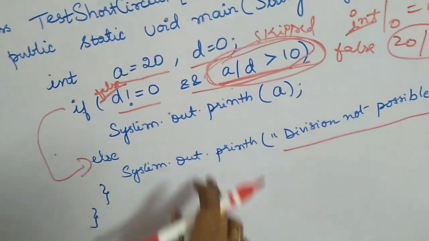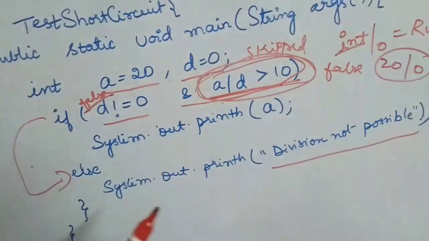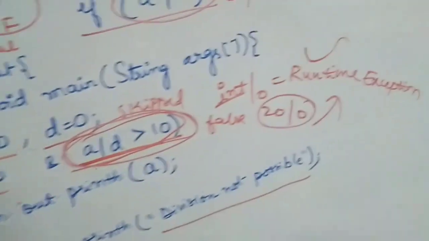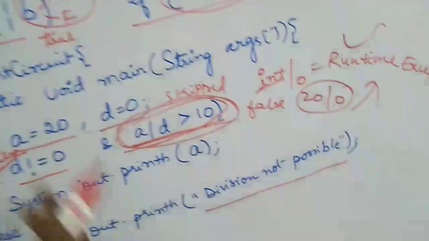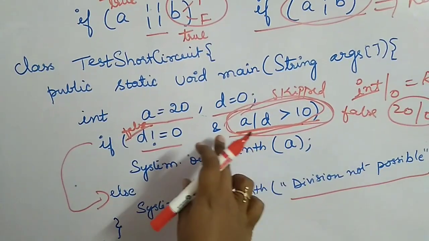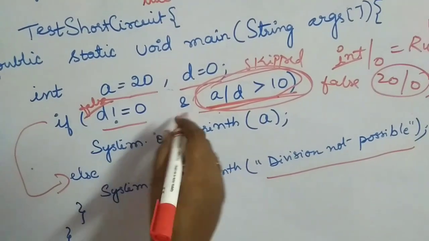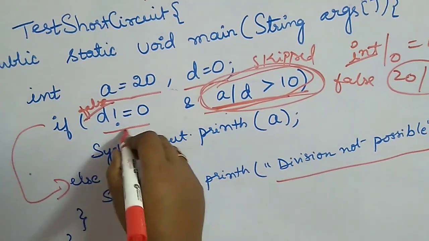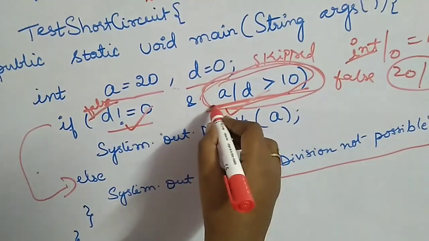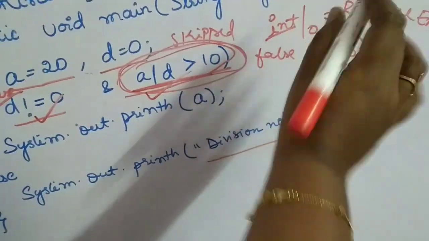Now we'll see another version of AND. Say I am using only one AND over here. Now it will result in a runtime exception. You can check this program in the console and see, everybody. Why will this result in a runtime exception? When you are using only a single AND, both the conditions will evaluate. So if it starts evaluating this, obviously it is a number divided by 0, and this will result in a runtime exception.